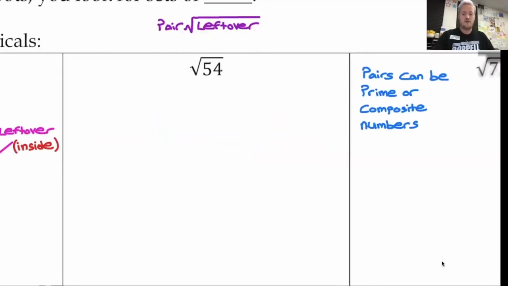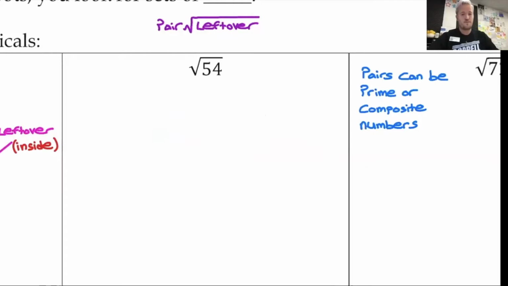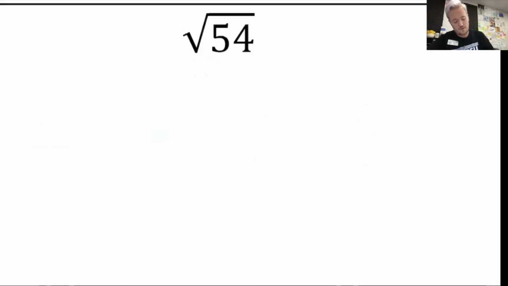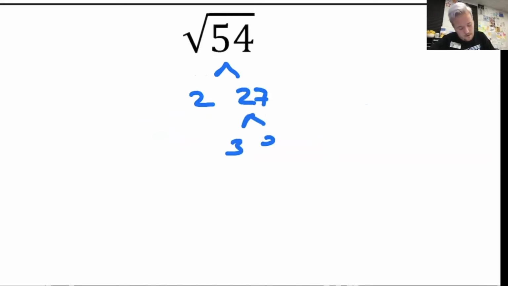All right, so now I want to do the square root of 54. I can divide that by, so we'll say 2. When I divide that by 2, it's going to give me 27. And then 27 is divisible by 3 and 9. And 9 breaks down into 3 and 3.